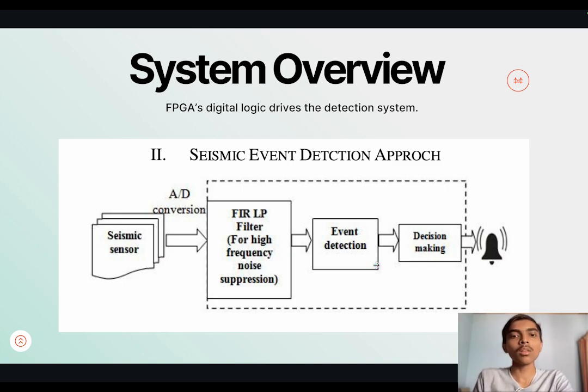So first of all, we get the P waves using the sensors, then they are converted into digital logic using the analog to digital converter. Then the noise is filtered out using an XOR gate. Then the event is detected and the decision is made.